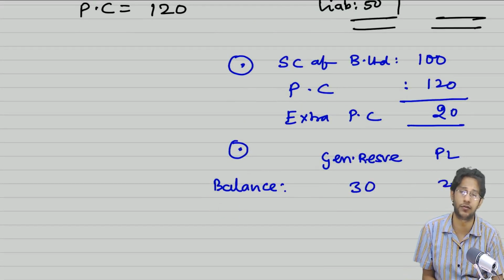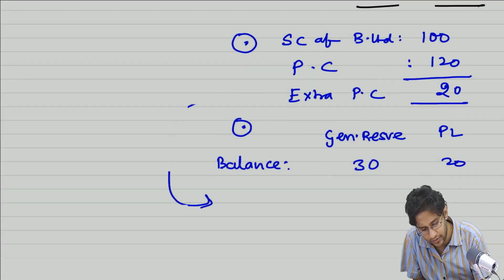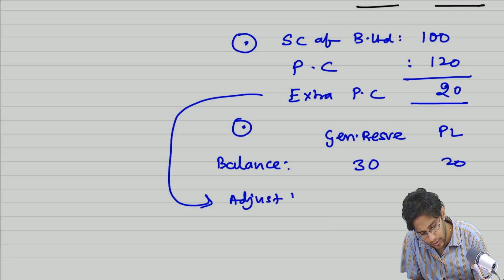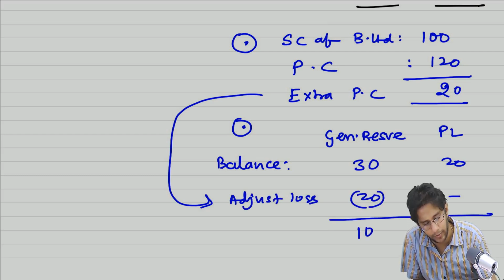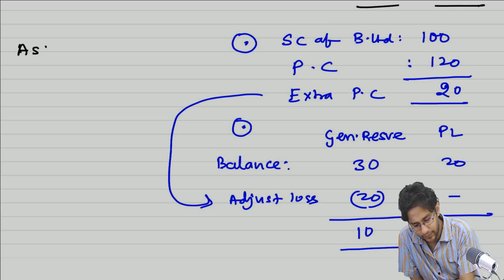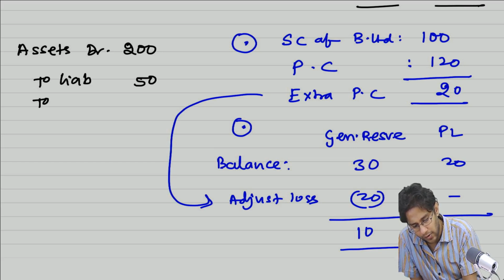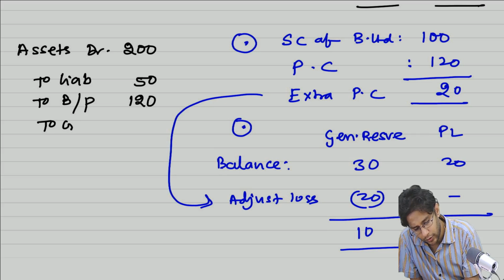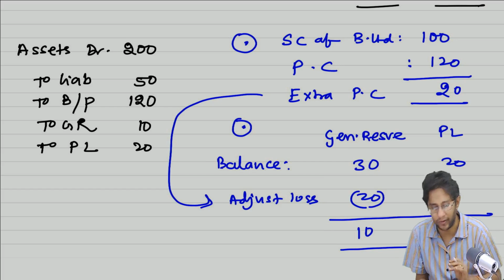But if you are suffering a loss of 20, that loss, adjust it here. So you can incorporate 10 and 20. To write the entry, it will look like this. Assets account debit 200, to liability 50, to business purchase 120, the PC part, to general reserve 10, to P&L account 20. You can see the entry perfectly agrees.